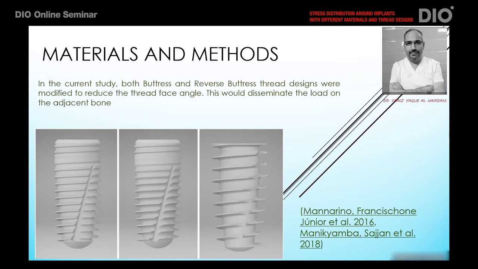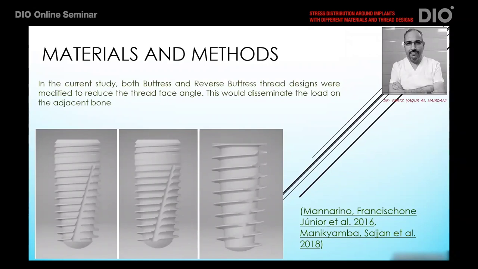There is a very important aspect in the design of these two suggested implants, I mean the buttress and reverse buttress. And this is the reduction in the face angle. What we mean by reduction in face angle is that the transition between the body of the dental implant and the slope or face of the thread is gradual and smooth. This gradual, smooth transition from the body of the implant toward the tip of the thread gives three advantages. First, it reduces the face angle.